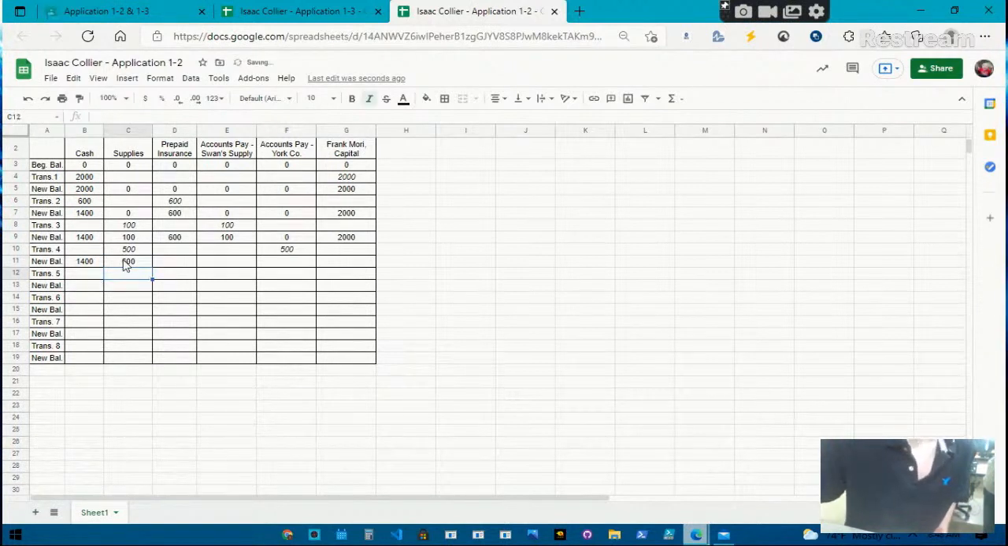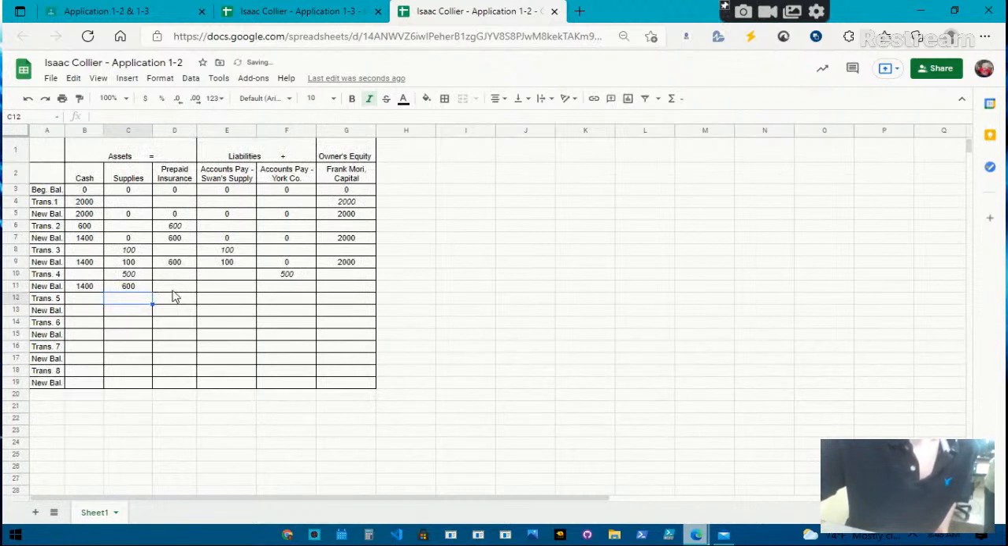Okay, so we have now 600. There you go. Now we have 600 in prepaid insurance still. We still have 100 in Swans. Now we have how much in York? 500. And then we still have how much in Capital? 2,000. There you go. Does that kind of help a little?